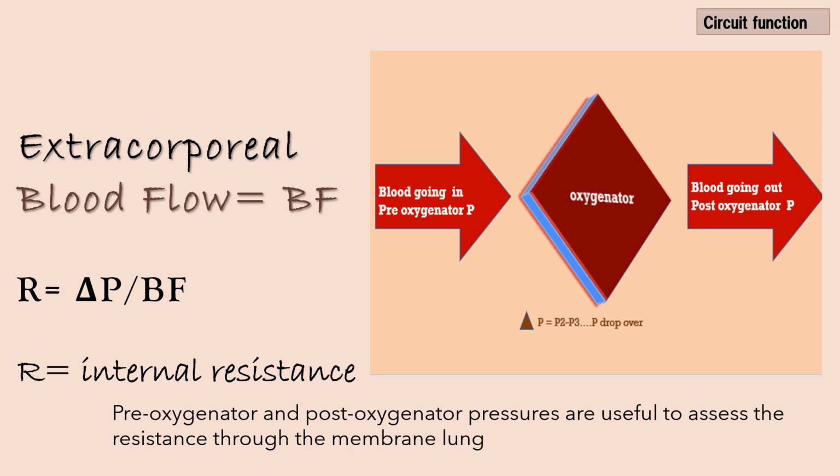Another important use of delta pressure, the pre- and post-oxygenator pressure, is to assess the internal resistance of the oxygenator. So we can measure the internal resistance of the oxygenator in relation to the blood flow through it. If there is increased resistance due to prolonged use of the oxygenator, there will be decreased blood flow.